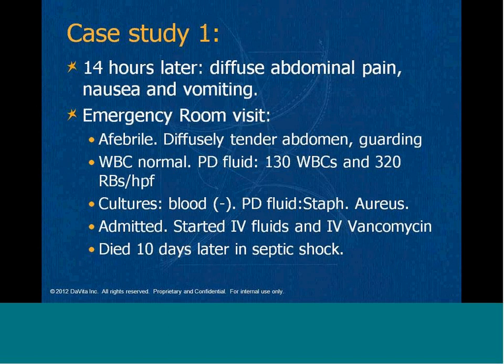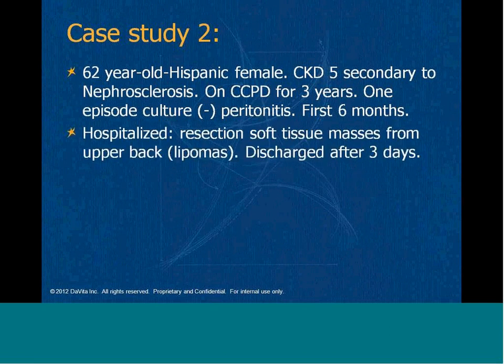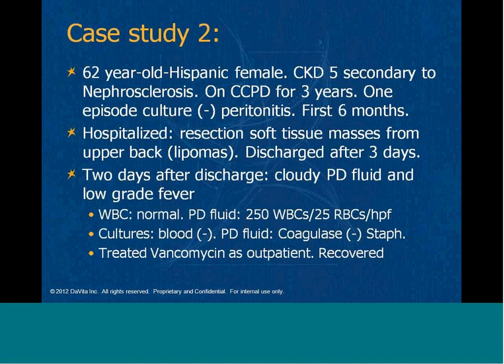The second case was a 63-year-old Hispanic female, CKD5, nephrosclerosis, on CCPD for 3 years, who had one episode of peritonitis during the first 6 months. She was admitted for elective resection of some lipomas and discharged from the hospital in 3 days. Two days after discharge, she had cloudy fluid and a low-grade fever. The PD fluid contained 250 white cells, the blood culture was negative, and the PD fluid grew coagulase-negative staph. She was given vancomycin.